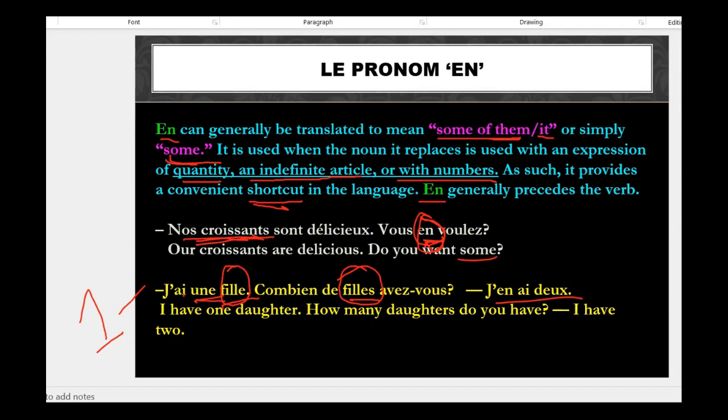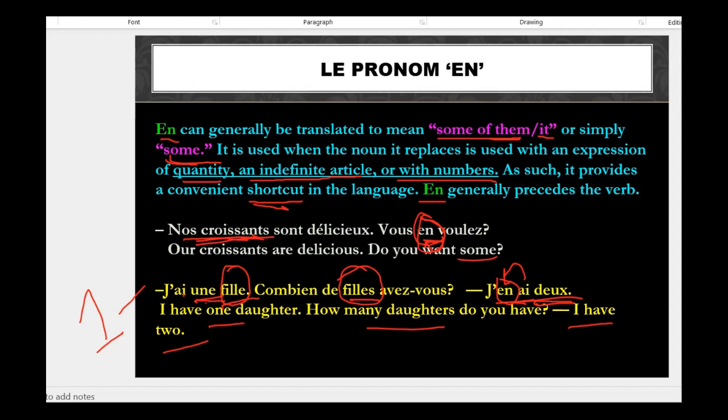Then, yeah, I have one daughter. This is again quantity. How many daughters do you have? So I have two. Two of them. J'en ai deux. This is the verb. You put the pronoun before the verb and then you mention the quantity or the number. You cannot put du, de la, des there, they will be automatically replaced because they are indefinite. There the quantity is an indefinite quantity, du, de la, des, because it denotes some. But here when you're talking about counting or any specific number, you have to mention that number.